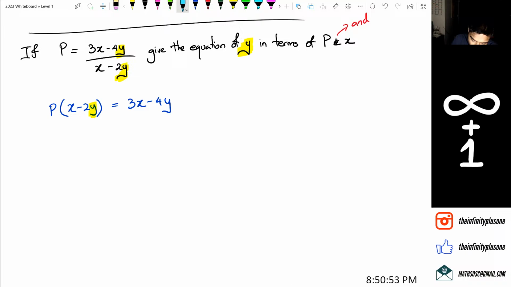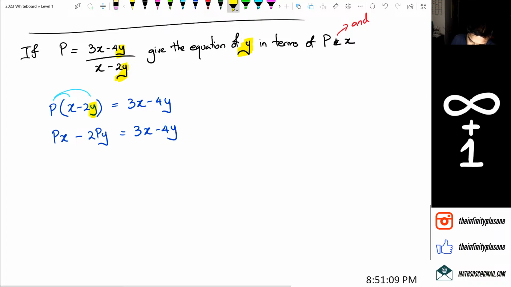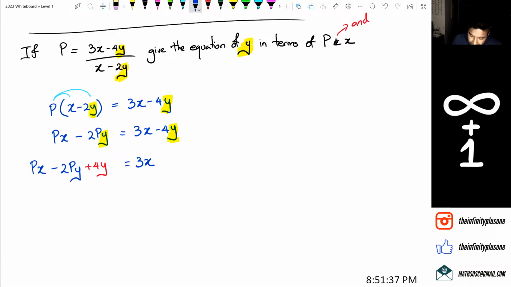Because I want to get it out of the bracket, I'm going to expand this, which will make this px minus 2py, and all of this is equal to 3x minus 4y. Again, right now, I've got y on both sides of the equation. So I would like to bring the minus 4y to the left-hand side. If I do that, it would become plus 4y, and this is all equal to 3x.